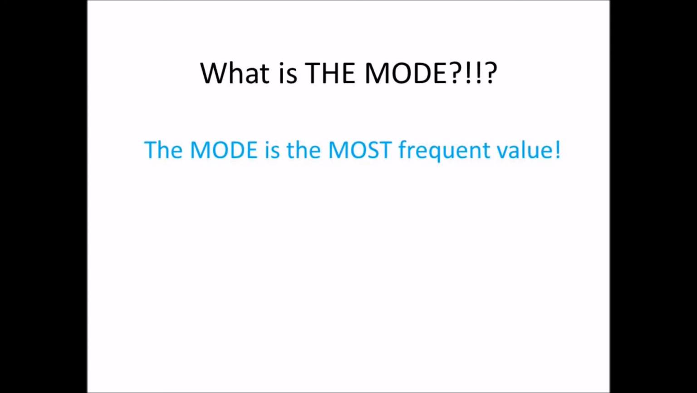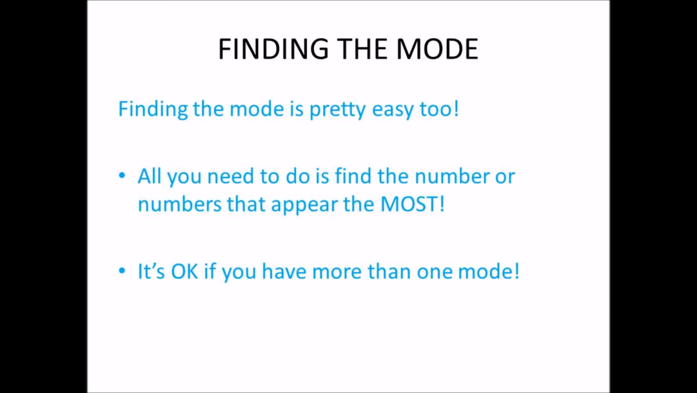What is the mode? The mode is the most frequent value. Finding the mode is pretty easy too. All you need to do is to find the number or numbers that appear most. It's okay if you have more than one mode.